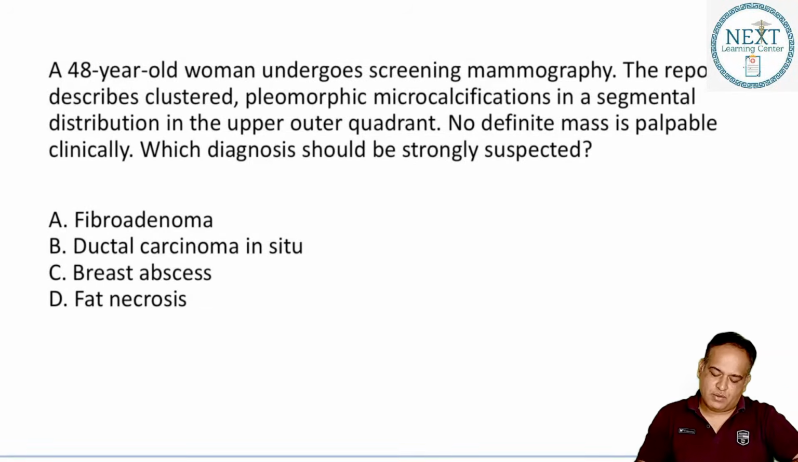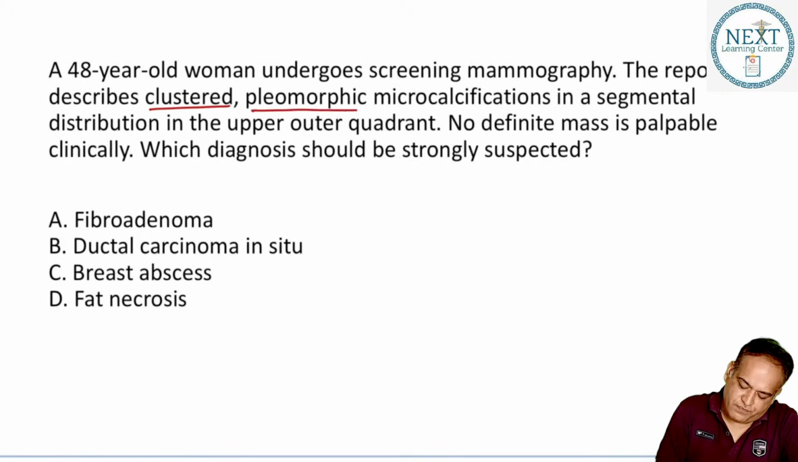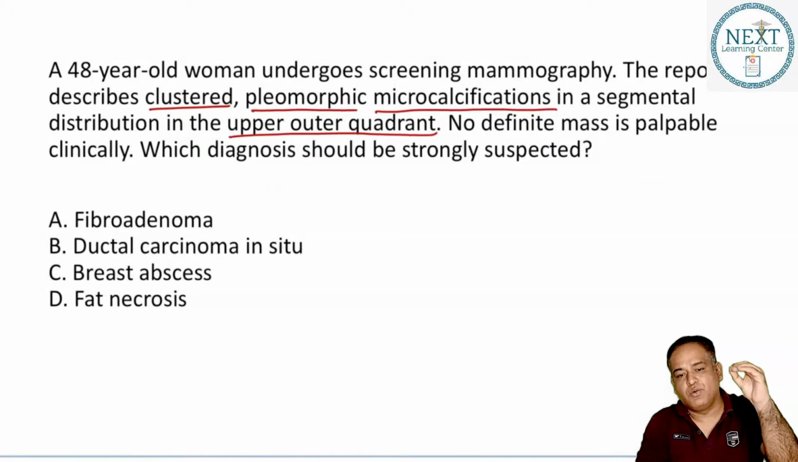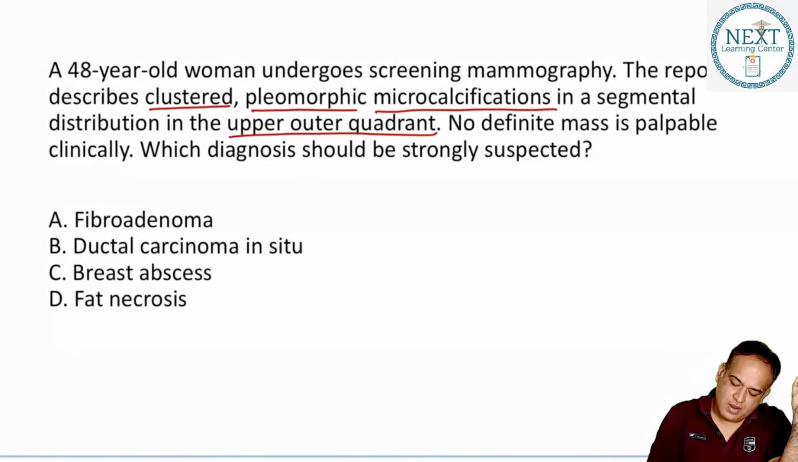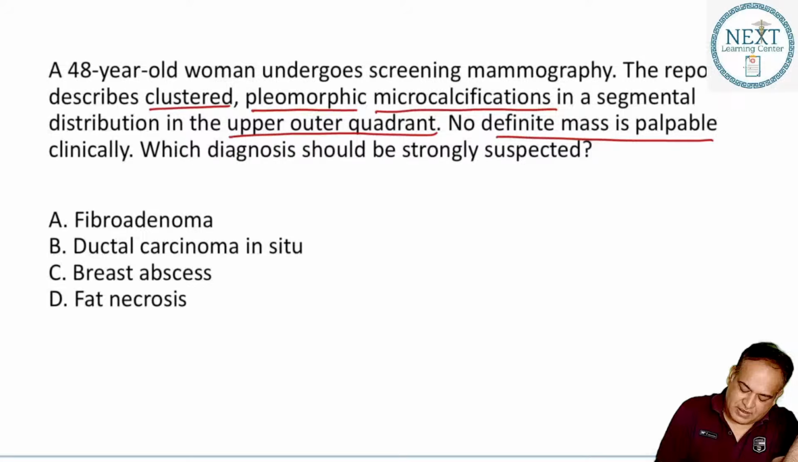A 48-year-old woman undergoes screening mammography. The report describes clustered pleomorphic microcalcification in a segmental distribution of the upper outer quadrant, the most common quadrant to harbor cancer. No definite mass is palpable. Which diagnosis should be chronically suspected?